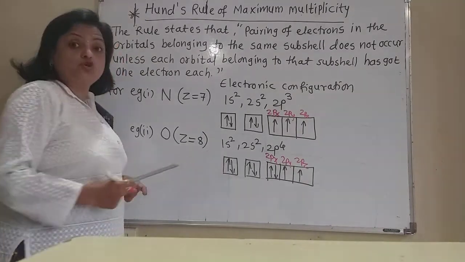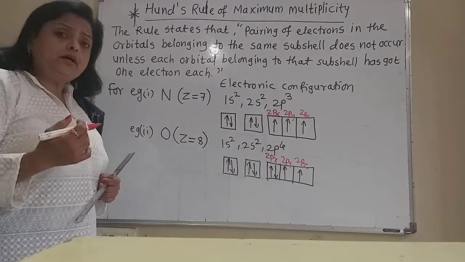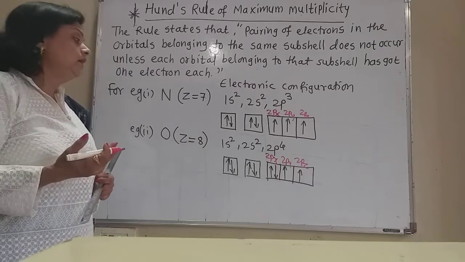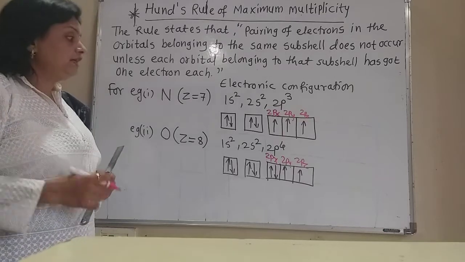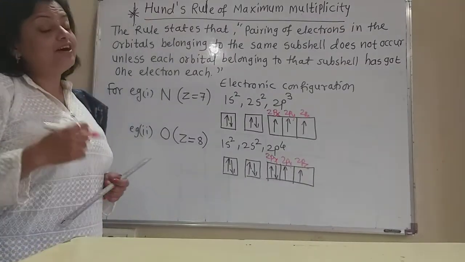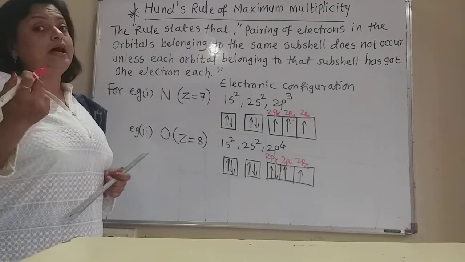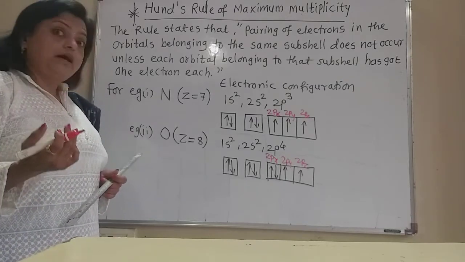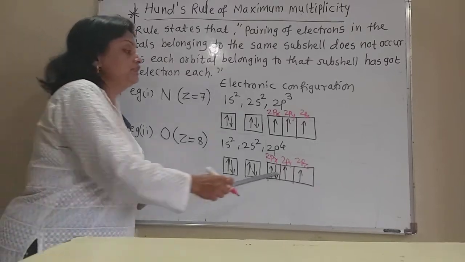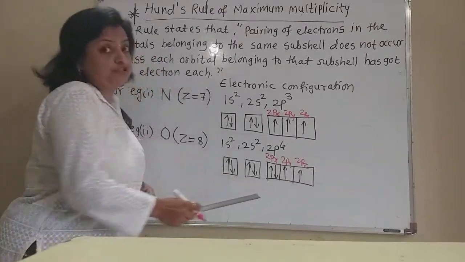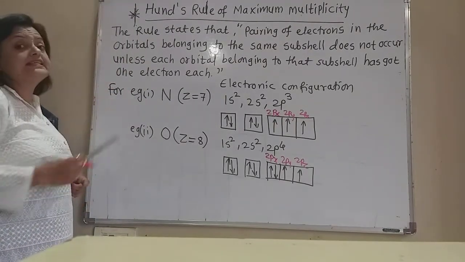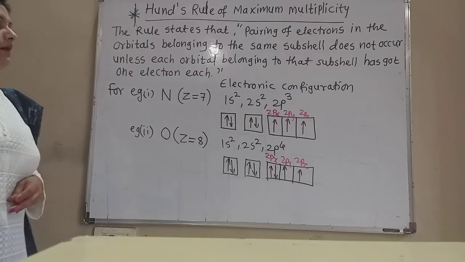in the 2px orbital. Similarly, after oxygen there is fluorine having atomic number 9, and the 9th electron comes into the 2py orbital with the opposite spin, and again in neon having atomic number 10, the 10th electron comes into the 2pz orbital with the opposite spin. In this way the electrons are filled, and this is clear by Hund's rule of maximum multiplicity.